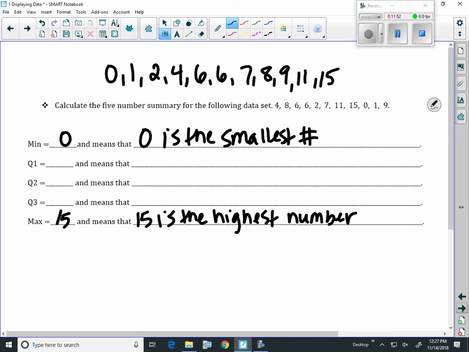All right, what do we always find first? The median. Quartile 2. Now, I like to do it like this so I don't have to mark them off. You just go here and cover them up. Makes it a little bit easier. Okay, what's the middle? 6.